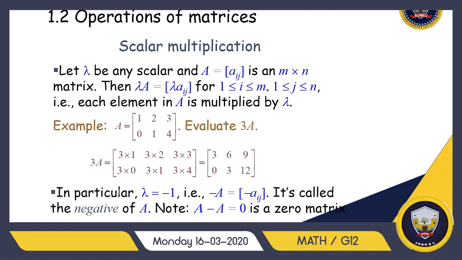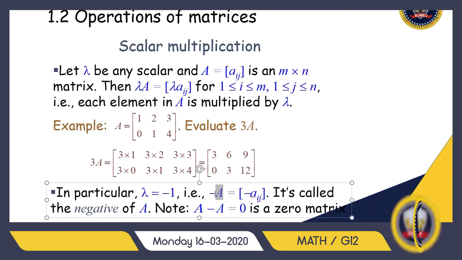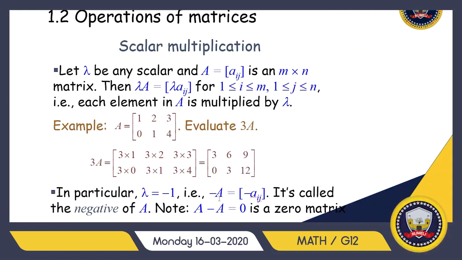In the special case when lambda equals negative 1, multiplying negative 1 by A, we will get negative A. So we call this matrix the negative of A. And if we subtract A minus A, or add the matrix to its negative, we will get the zero matrix.